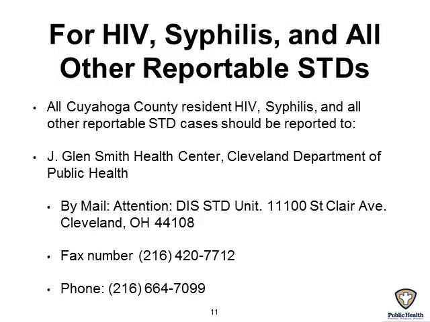All Cuyahoga County resident HIV, syphilis, and all other reportable STD cases should be reported to the J. Glenn Smith Health Center at the Cleveland Department of Public Health, by mail, attention DIS STD Unit, 11100 St. Clair Avenue, Cleveland, Ohio 44108, or by fax at 216-420-7712, or by phone at 216-664-7099.